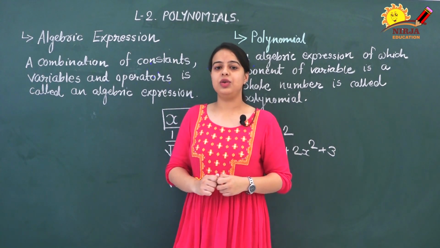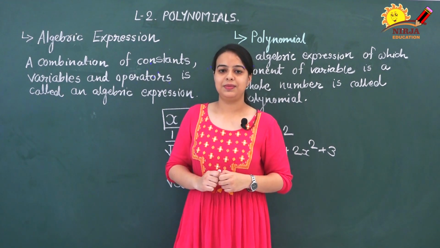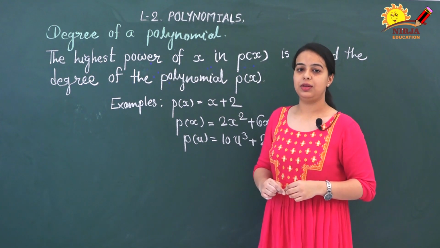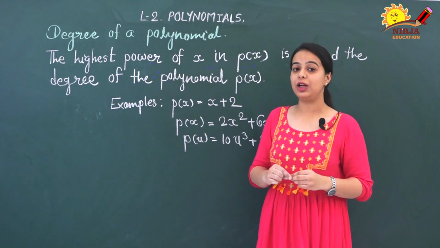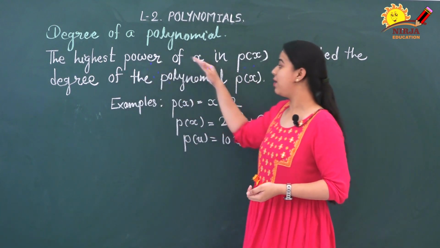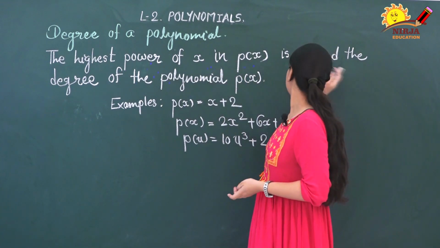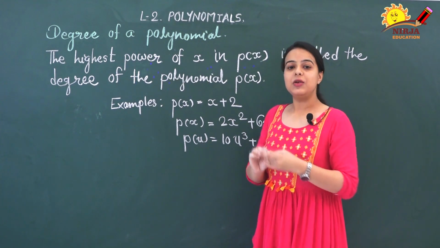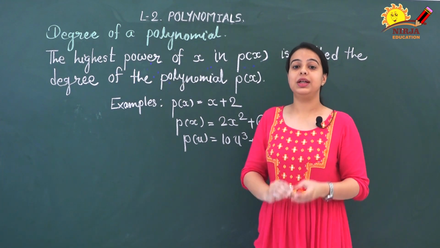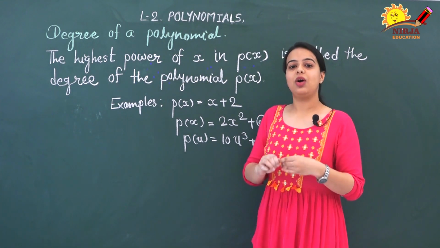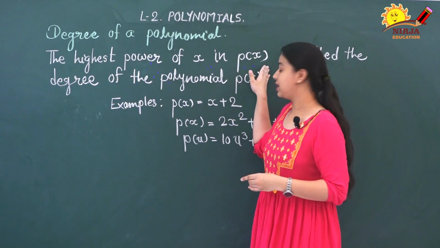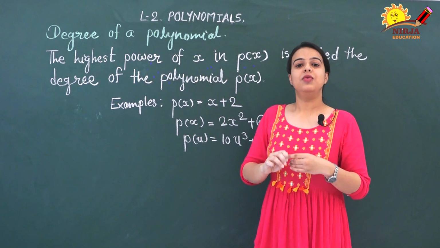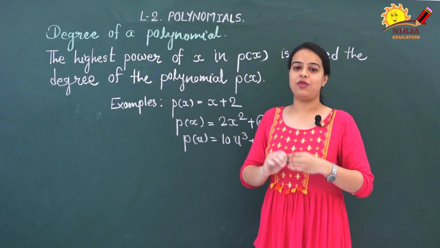Now let us find out about the degree of a polynomial. So now let's move towards the degree of a polynomial. How to find the degree of a particular polynomial? The highest power of x in p of x is called the degree of the polynomial p of x. That means if we are taking any polynomial in variable x, we can call that polynomial p of x, and the highest power of x in that p of x will be called the degree of the polynomial.